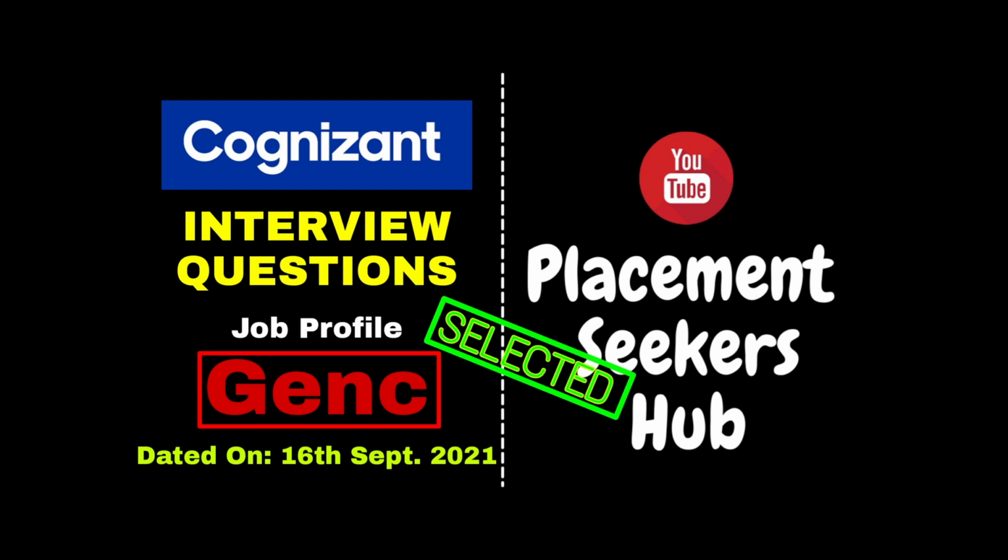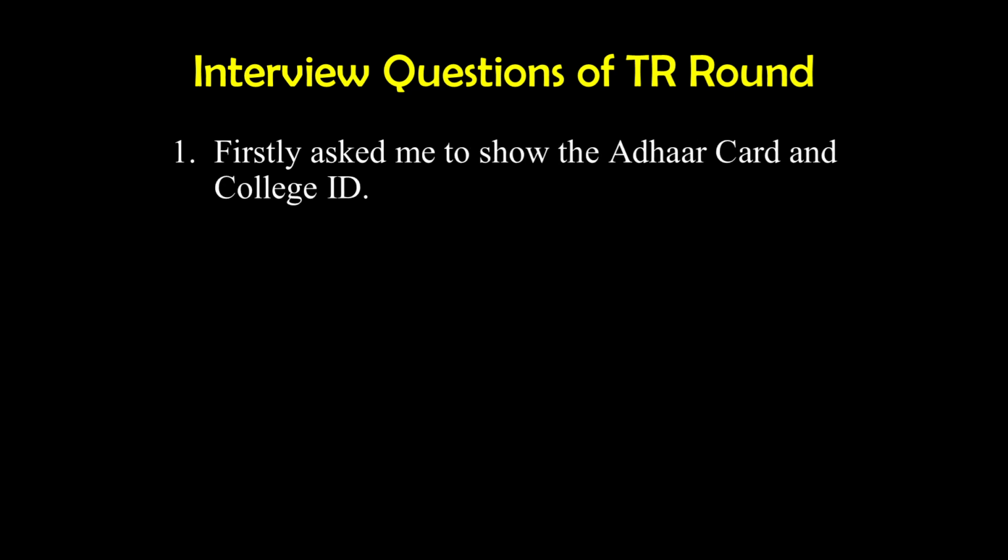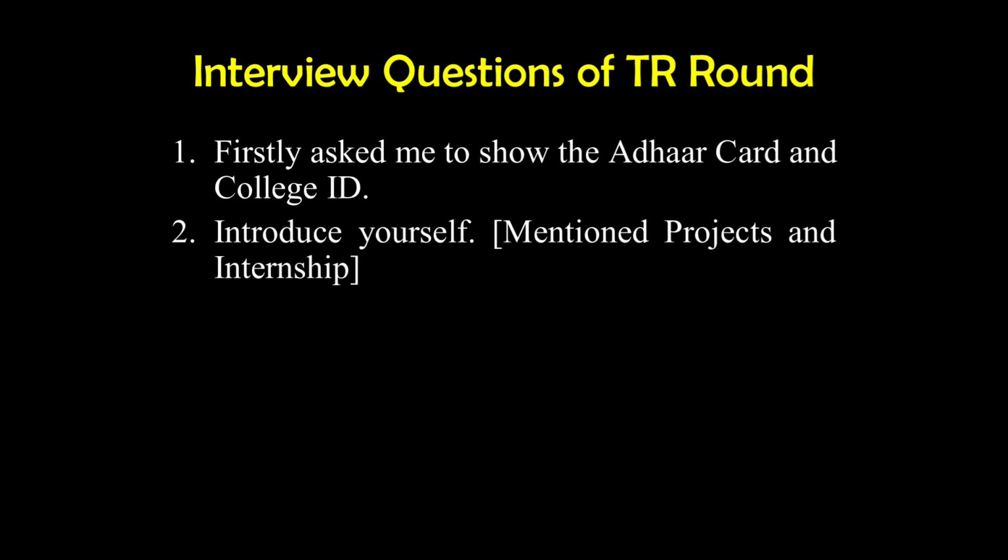So this interview was dated on 16 September 2021 and on the 20th September the candidate got the selection mail for the HR round. So let's see what were the questions asked for the technical round. First, the interviewer asked the candidate to show his Aadhaar card and college ID for verification. After that, the interview started with introduce yourself.